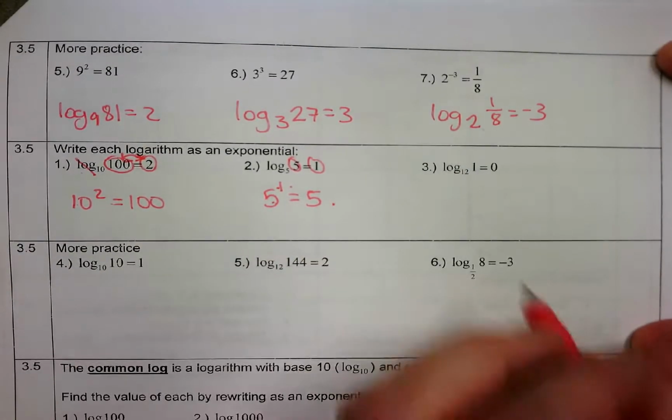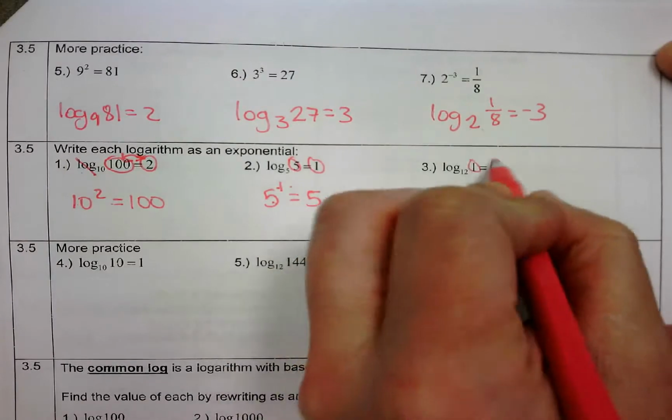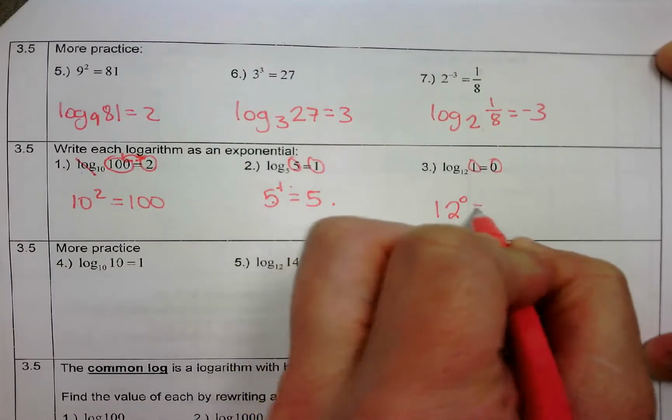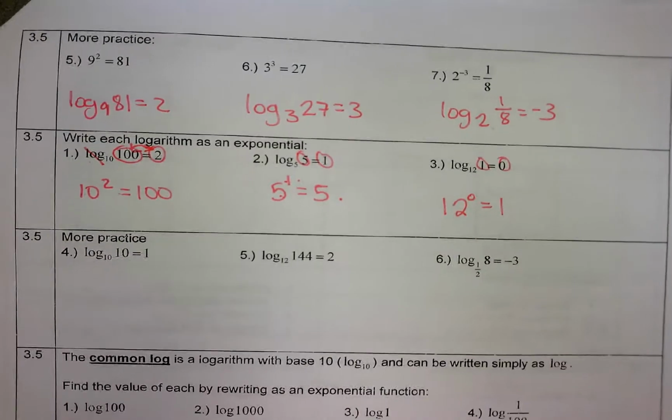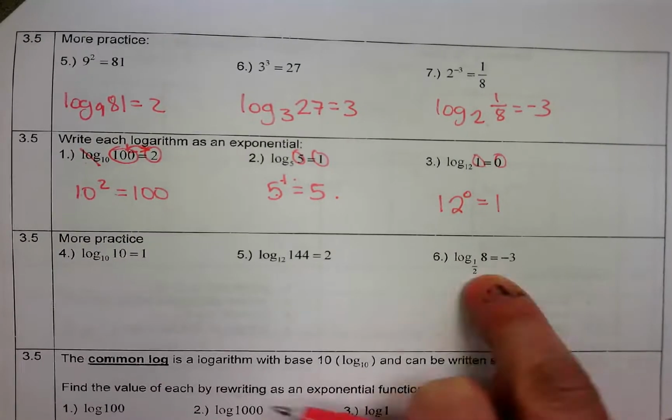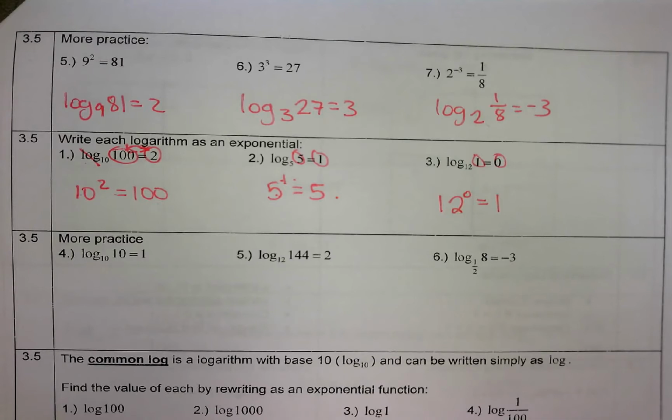So my 1 and 0 trade places, so I get 12 to the 0 equals 1. Well, anything to the 0 power does equal 1. Go ahead and pause it and try those, and then take a look and see if you got the same thing as me.